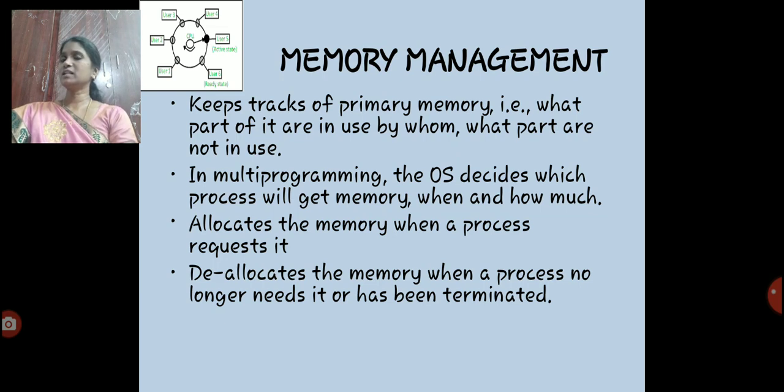And as a third task, it allocates the memory when a process requests it. As the fourth task, it deallocates the memory. When the memory is used, the memory will be got back by the OS. So this is called deallocation of memory. So these four things are called memory management done by the operating system.